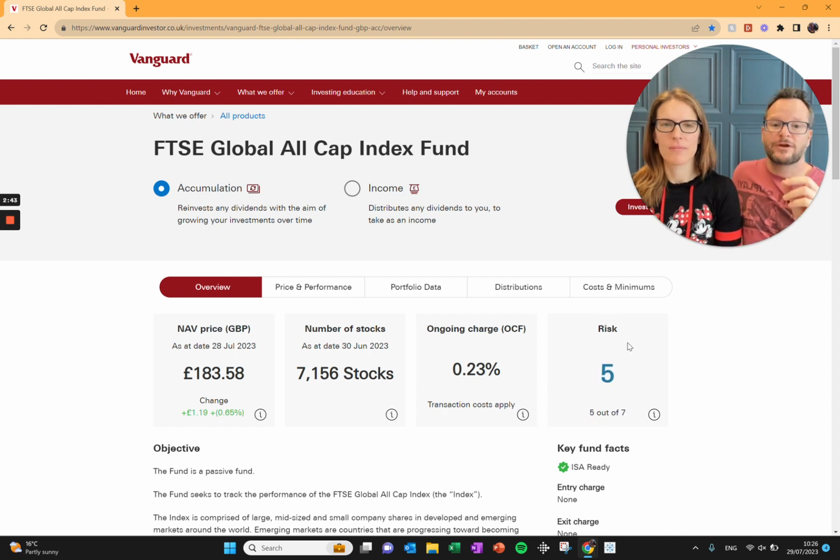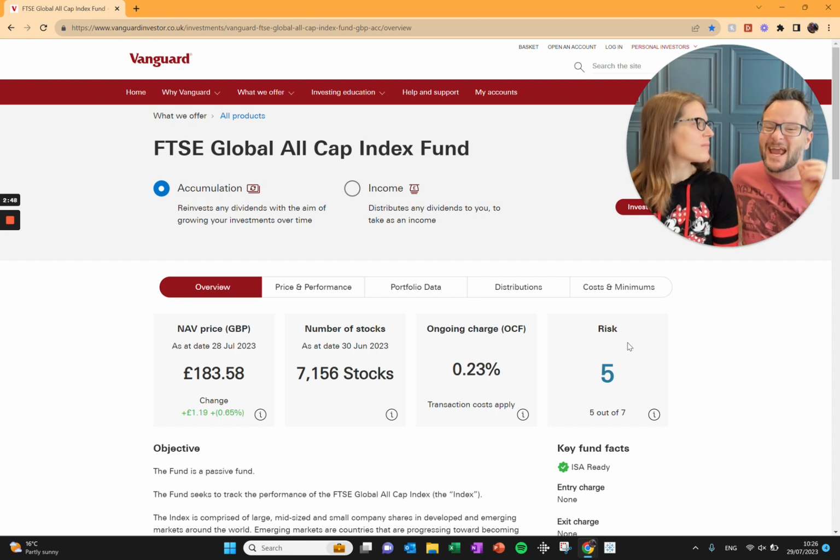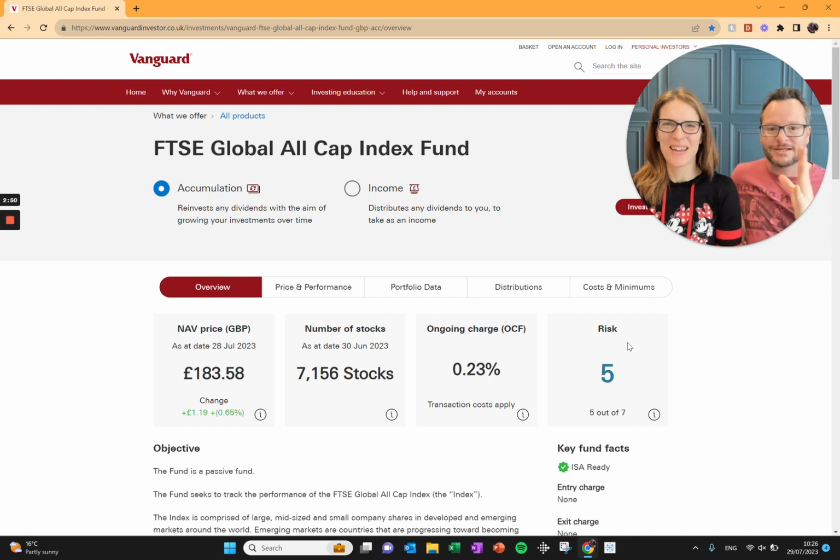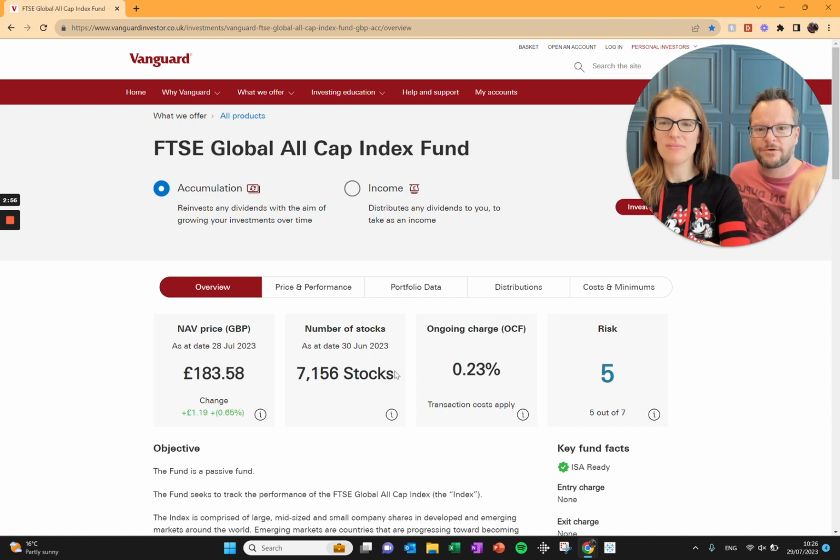I would just like to point out this is volatility, not actually risk of losing money, which the entire finance industry has confused. Don't blame just Vanguard. What does volatility mean, Alan? It means the amount the price goes up and down, and because this is equities, there is a lot of variation in the price. It is very volatile.